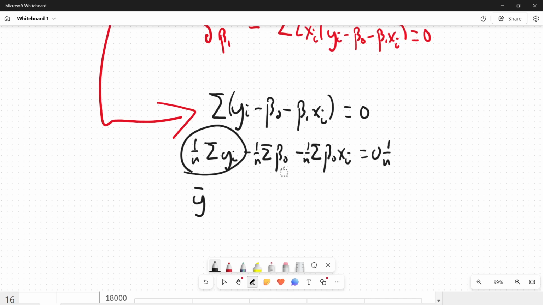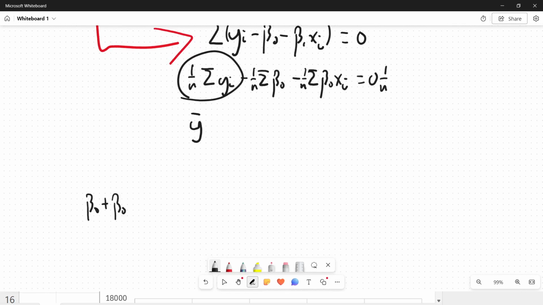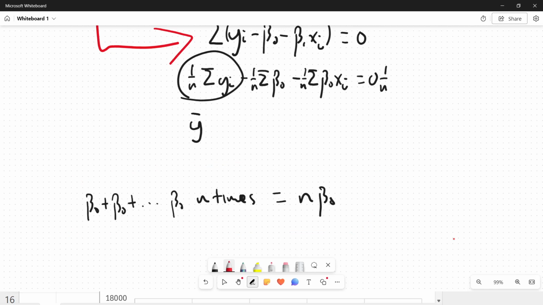And if I add up n of something, this is fun. So beta 0 plus beta 0 plus dot dot dot beta 0 n times is literally the definition of multiplication, is n times beta 0. And when I say it's the definition, I mean it. That is the textbook definition of multiplication. So adding up n of beta 0 here is n beta 0. This is 1 over n times n beta 0, which is just beta 0.